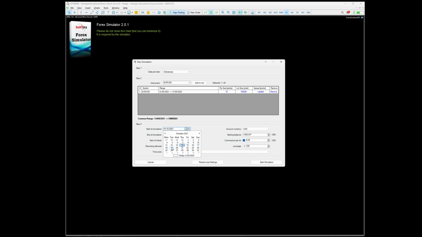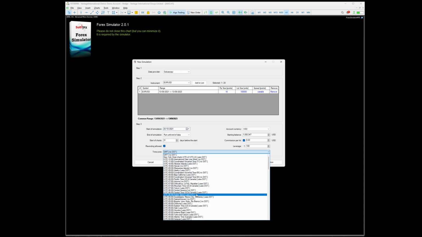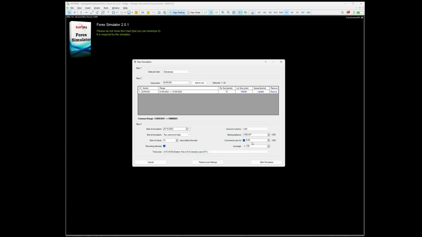And we still have the commissions per lot, which is 6.0, right? And we want to start the simulation on day 20. And we want to use Eastern Standard Time, so -4 Eastern Standard Time. The starting balance was the balance that we had. This is very wrong here. Let's take the last two.